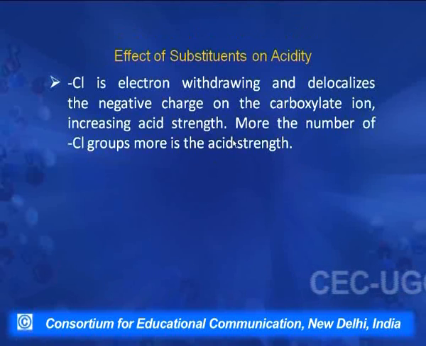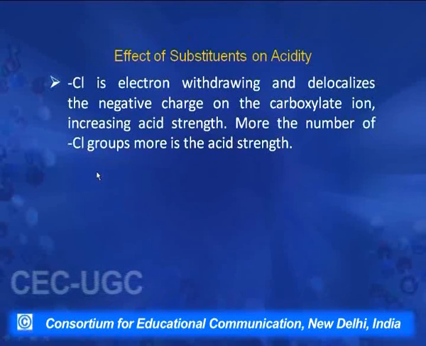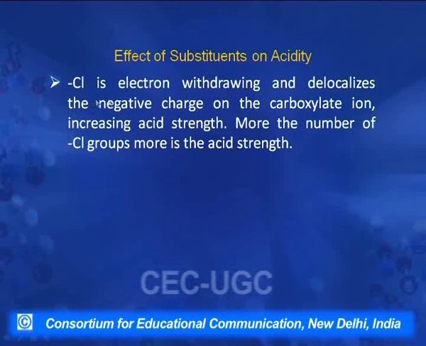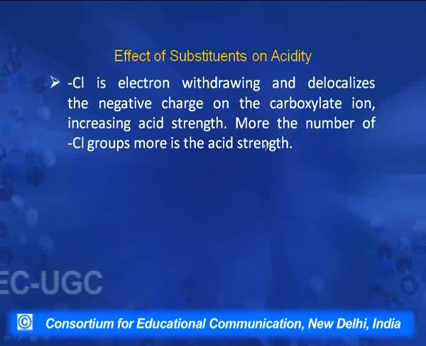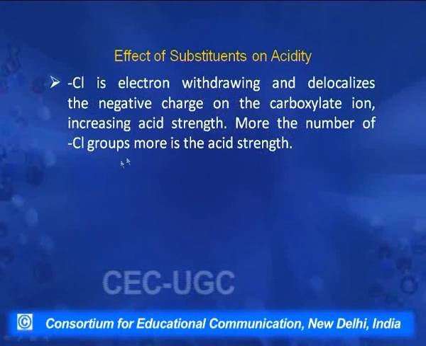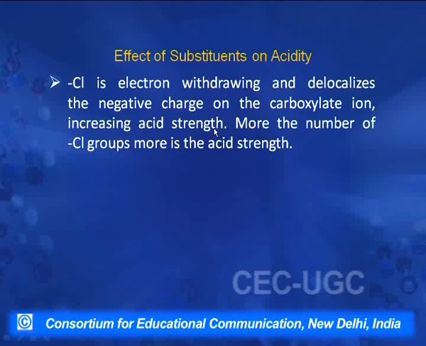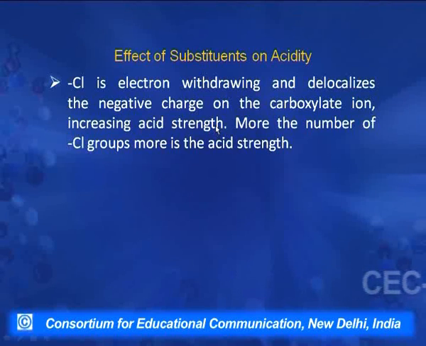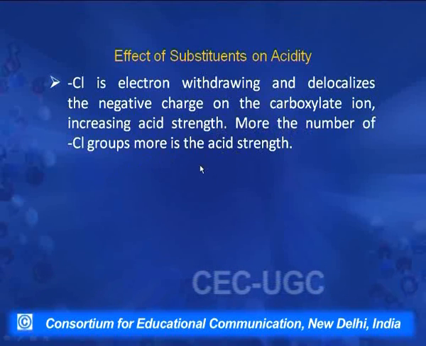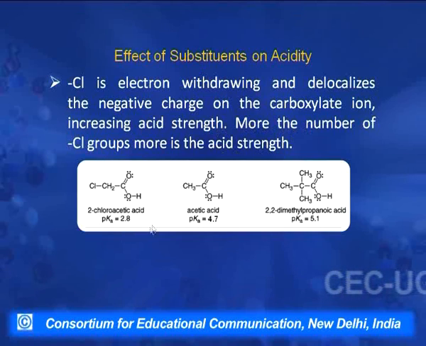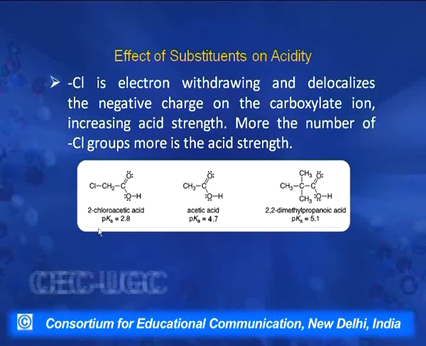Next, let us see the effect of some electronegative atom which is present, such as chlorine. Chlorine, we know, is an electron withdrawing group, and it will take negative charge towards itself from the carboxylate anion, which will increase its strength. The more chlorine groups there are, the more the acidic strength. We can see this with the help of some examples.